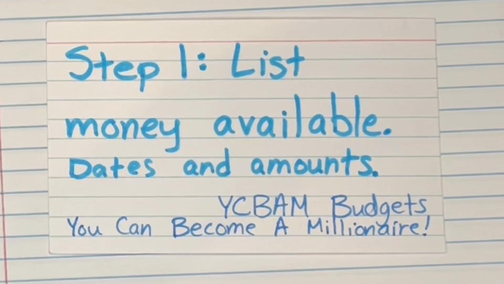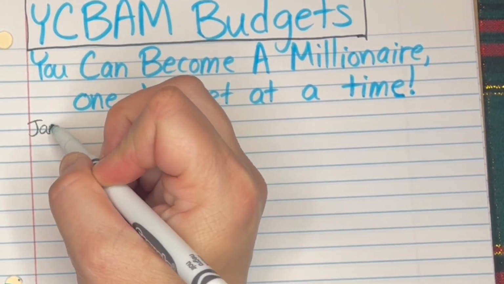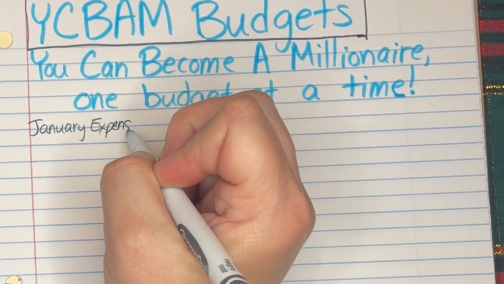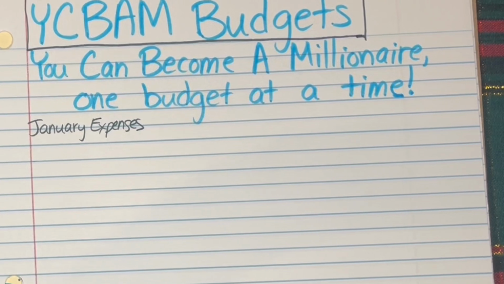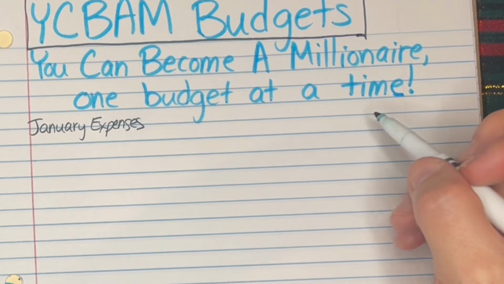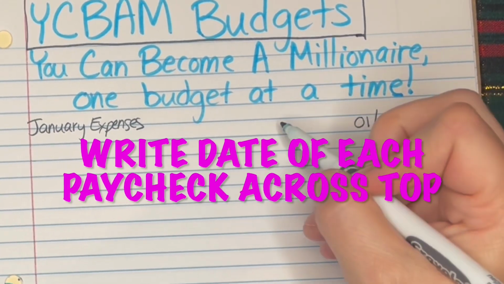Step 1, list all money available. List the dates and the amounts. So for this example, let's do January. We're going to look at January expenses, and we're going to look at someone who gets paid every 2 weeks. They get paid on Fridays. So the paydays are going to be the 5th and the 19th.